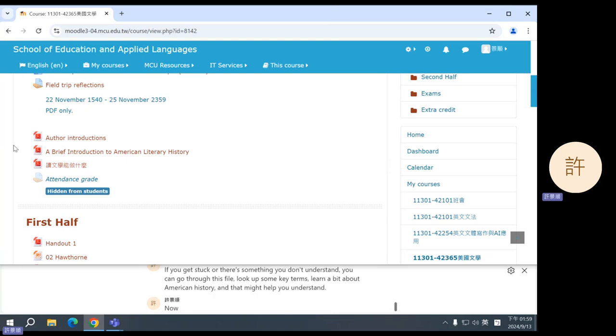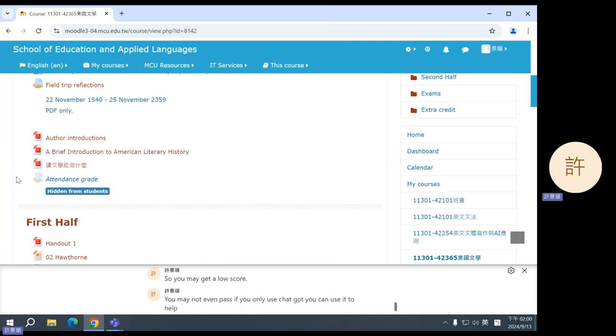Now, the exams are still going to be one week take-home online open-ended essay questions. So for essay questions, please don't copy answers that you find on the internet. Please don't copy answers from your friend. If you want to use ChatGPT, you can, but it's not very accurate. So you may get a low score. You may not even pass if you only use ChatGPT. You can use it to help you, but you still have to take responsibility for your answer.